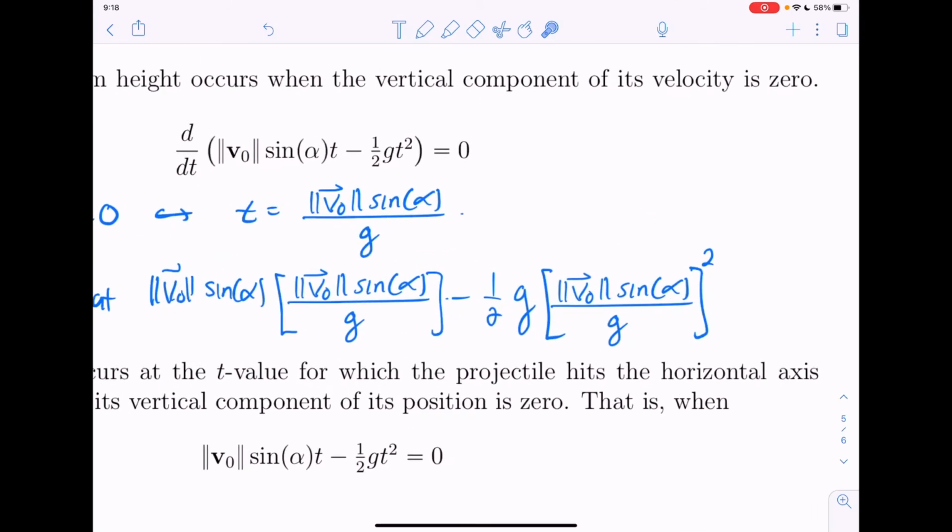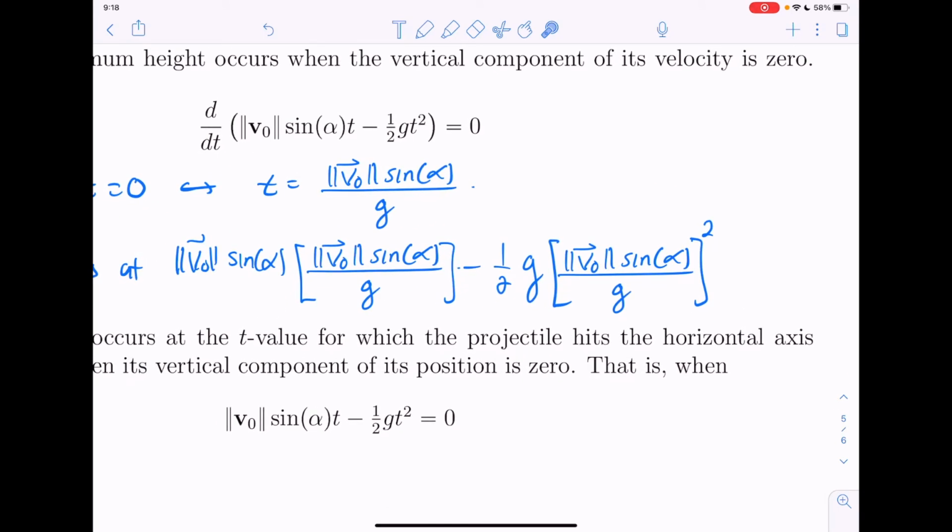So let's look at this real quick and see what this turns into. You'll notice, for example, these two g's, well, there's going to be two g's over here, so one of those are going to cancel with that g, leaving one g in the denominator. We have a g in the denominator over here, so these do have a common denominator. Up here we have a square of v naught, the magnitude of v naught and sine. Here we also have the square of the magnitude of v naught and sine. So really what we have here is the exact same things.